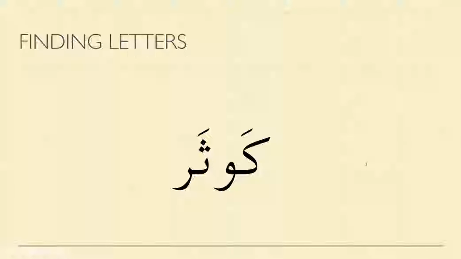Kawthar. Kawthar, river in paradise. Here we again have the same combination of the waw coming after the fatha. Ko. So this is our kaf, the fatha, ka, followed by the waw, ko. This is our tha with the fatha, ko, thar. There's a ra at the end. Ko, thar.